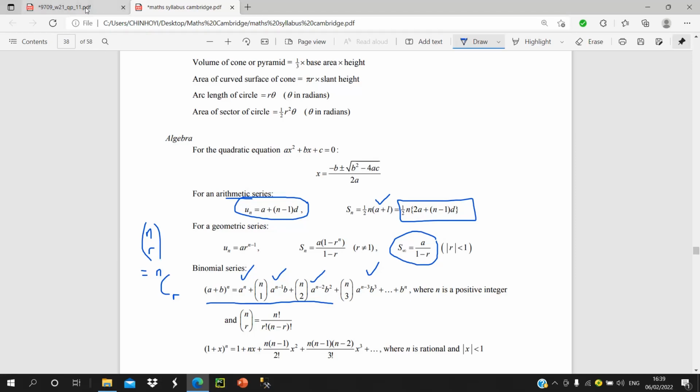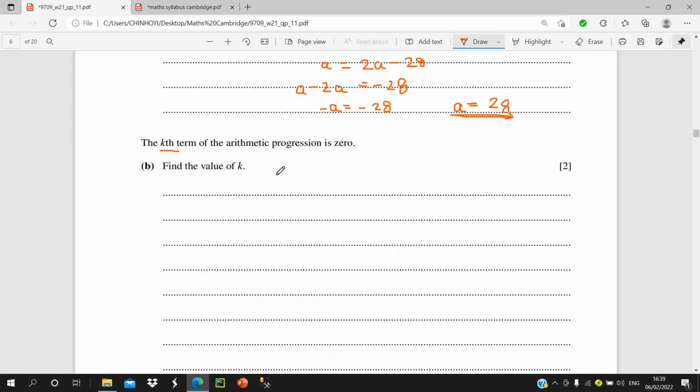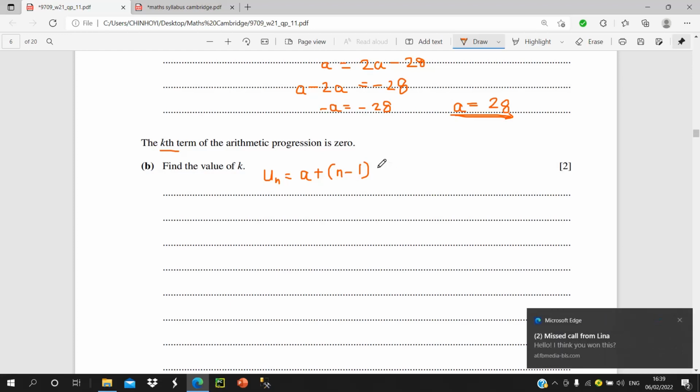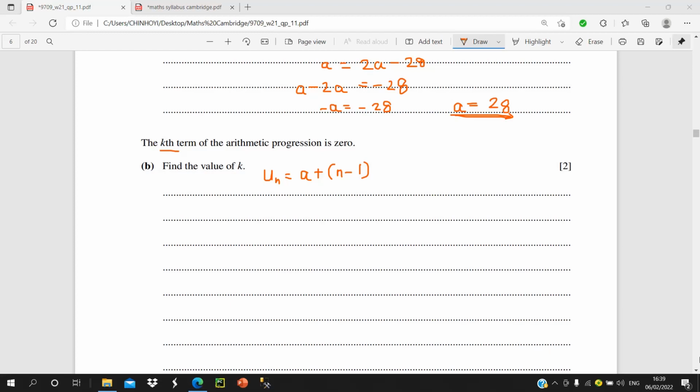Let me write the formula here. For the nth term, use the formula u_n is equal to a plus n minus 1 times d. That is the formula for the nth term.